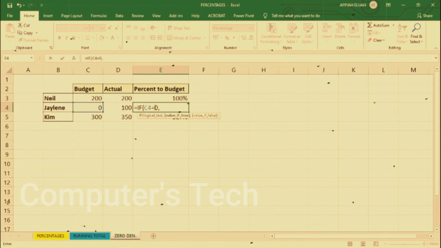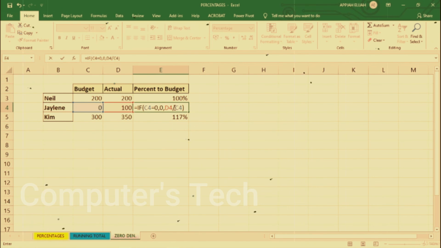So let us look at the analogy here. If C4 equals 0, this is a condition, then Excel, I command you to enter the value 0. Now, what if the value is false? What if it is not equal to 0? Then what should Excel do? You are telling Excel that if this condition exists, that is C4 is 0, then you enter the value 0. If not, that is if this is false, then simply divide D4 by C4. That's all. And then you close the parenthesis.